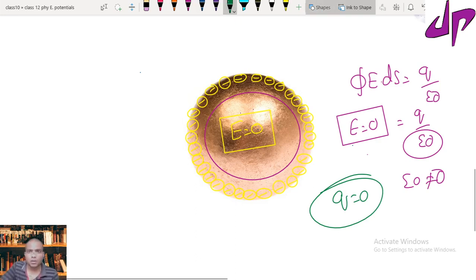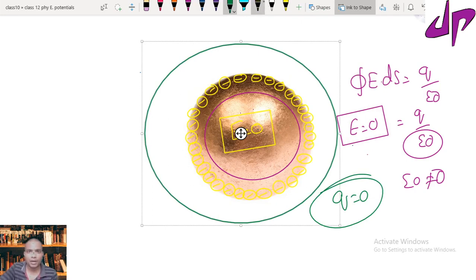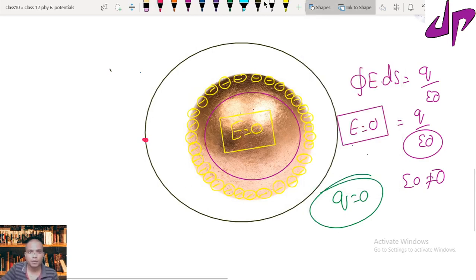Suppose you want to find the electric field at the exterior. I want to find the electric field at a location, suppose this is the location, at a distance of r. So you would like to find the electric field there. Now here, this is my black Gaussian surface.